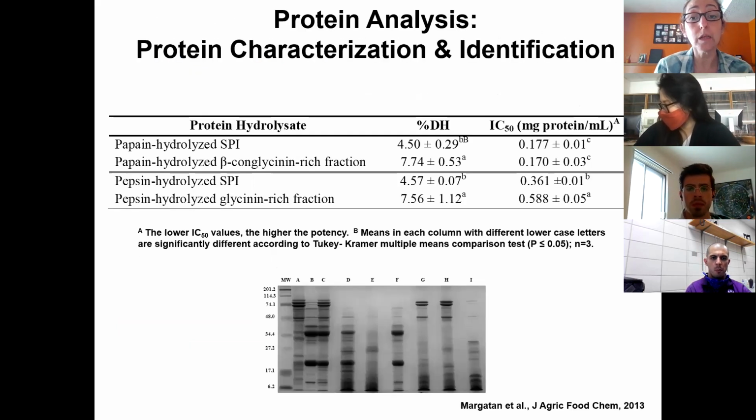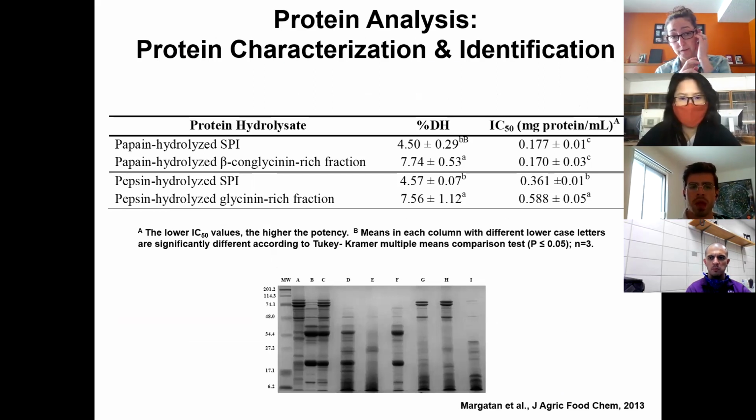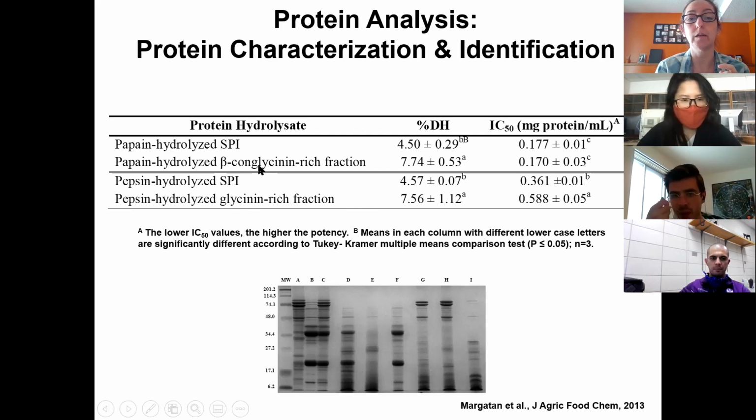So here's an example where we used LC-MS several years ago. We were looking at producing a hydrolysate from soy with bioactivity, specifically antihypertensive activity. It was shown in literature that peptides from one of the proteins, beta-conglycinin, for example, produce bioactive peptides that are more potent than the peptides produced from the other protein in soy, which is glycinin.